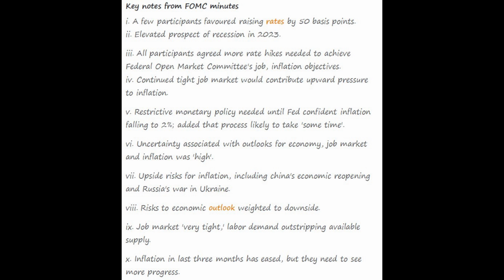All participants agreed more rate hikes are needed to achieve the Federal Open Market Committee's job and inflation objectives. That is one other thing we have there. A continued tight job market would contribute upward pressure to inflation. Restrictive monetary policy is needed until the Fed is confident inflation is falling to 2%. They added that the process is likely to take some time. Uncertainty associated with outlooks for the economy, job market, and inflation was high. So this was acknowledged during the FOMC, and the minutes yesterday revealed some of this activity.